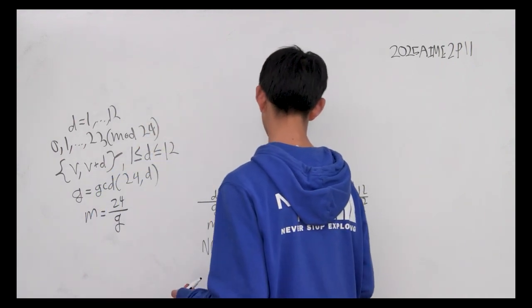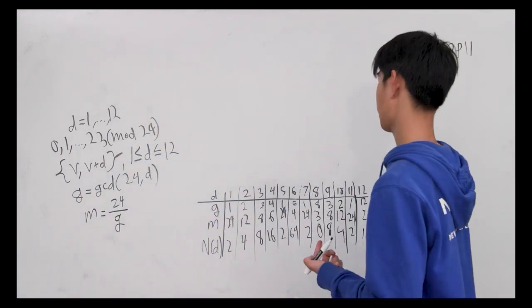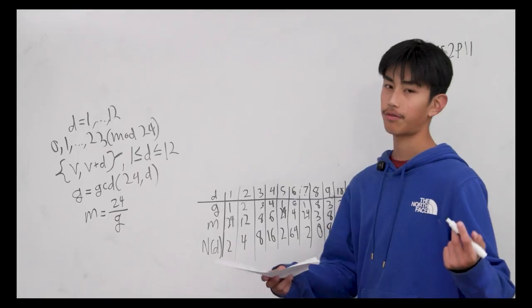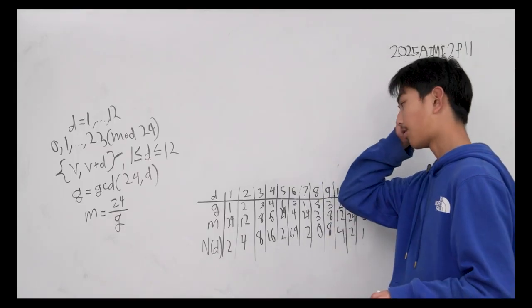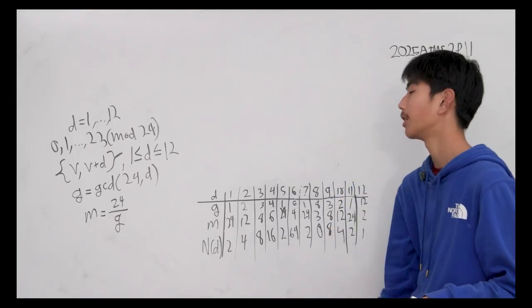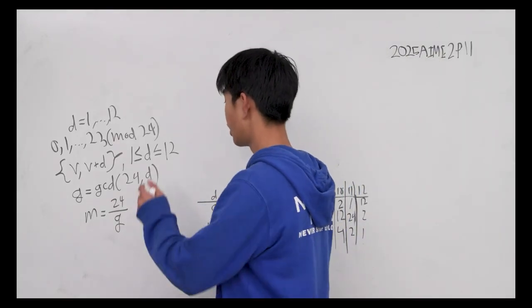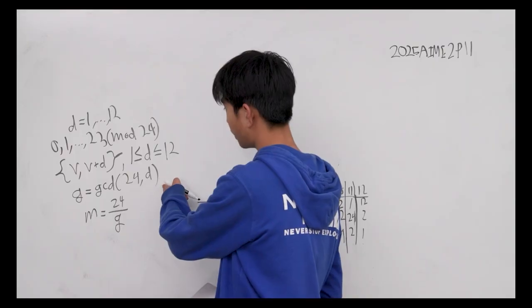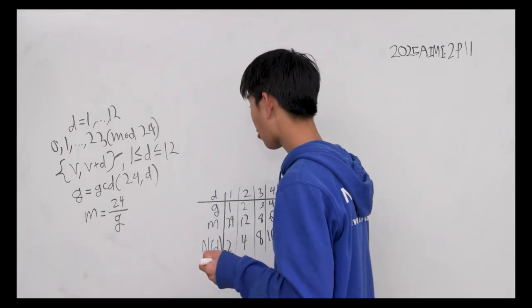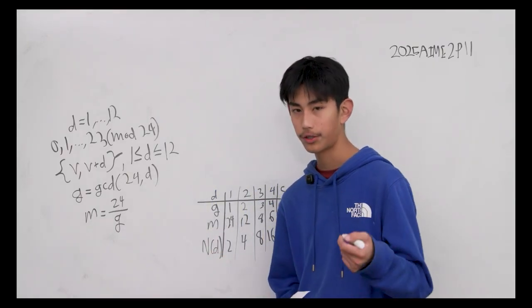Now, the reason why I had this complex table setting up is because, frankly, I don't want to solve it during the problem because it's going to be really redundant. But once we've clarified M is 24 over G, G is the GCD of 24 and D, and D is 1 to 12, we can start solving.